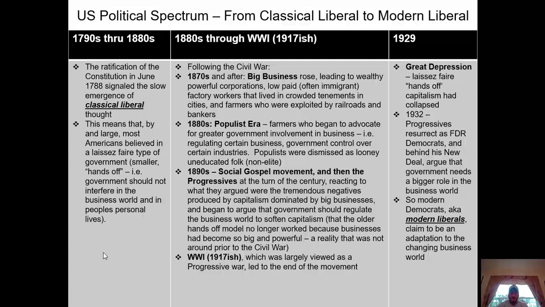So progressives at the turn of the 20th century were reacting to what they argued were the tremendous negatives produced by capitalism, dominated by big business. They began to argue that government should regulate the business world to soften capitalism, right?